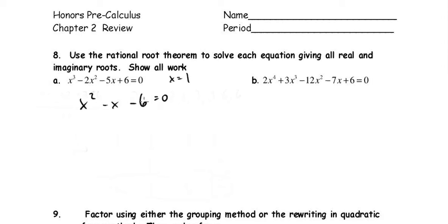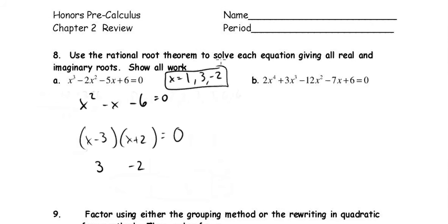Next, now it's a quadratic, and I think I can factor this actually. So let's just take a look. I don't need to keep on using the rational root theorem to try to find more rational roots. Well, I'm going to have x minus 3 and x plus 2. So what are my solutions? Well, 3 and -2. All right, so 1, 3, and -2. And we got that all by starting with the rational root theorem.